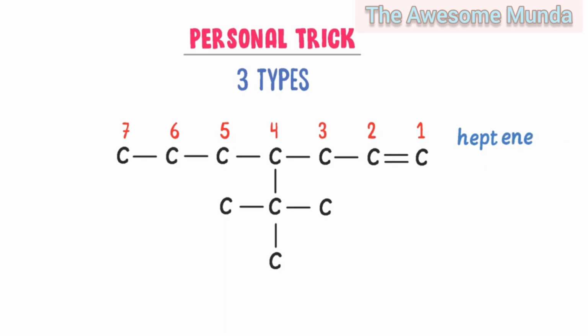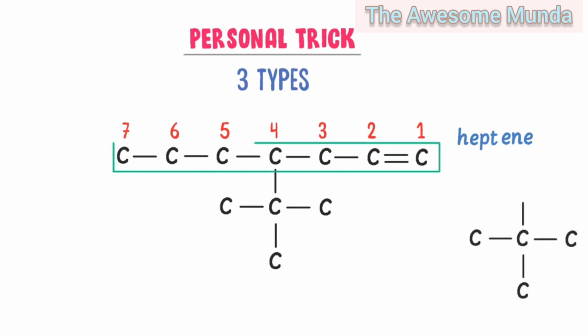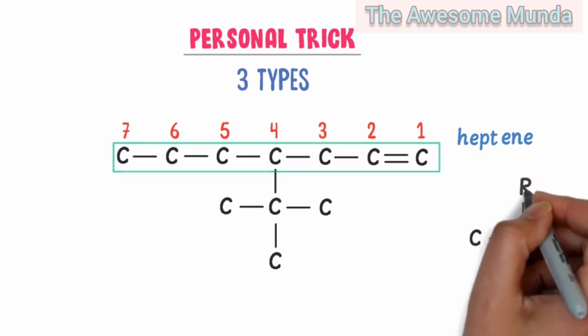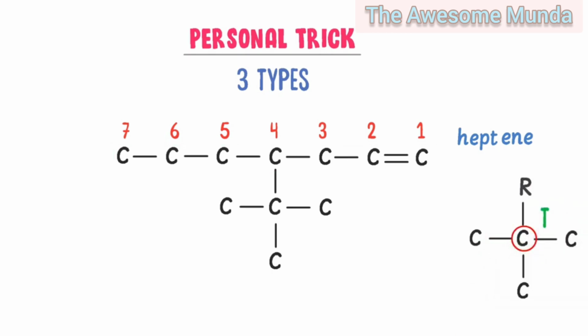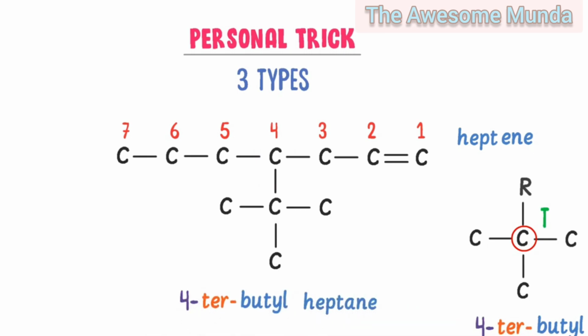What about the son's part? Well, I write the son's part here. Instead of the father, I write the alkyl group R. This carbon is bonded to 3 other carbons. I write tertiary. There are 4 carbons present in it. I write butyl. The son is located at the 4th position. I write 4. So I get 4 tertiary butyl heptene. Thus note down this example. Lastly, let me teach you the third type.